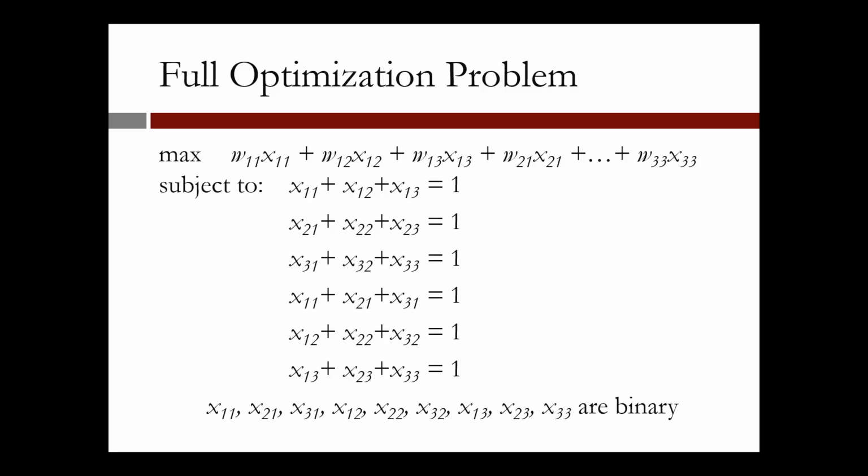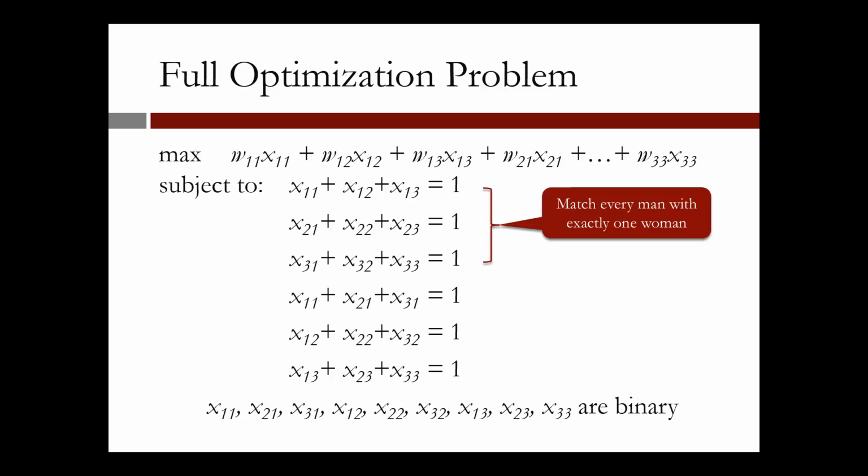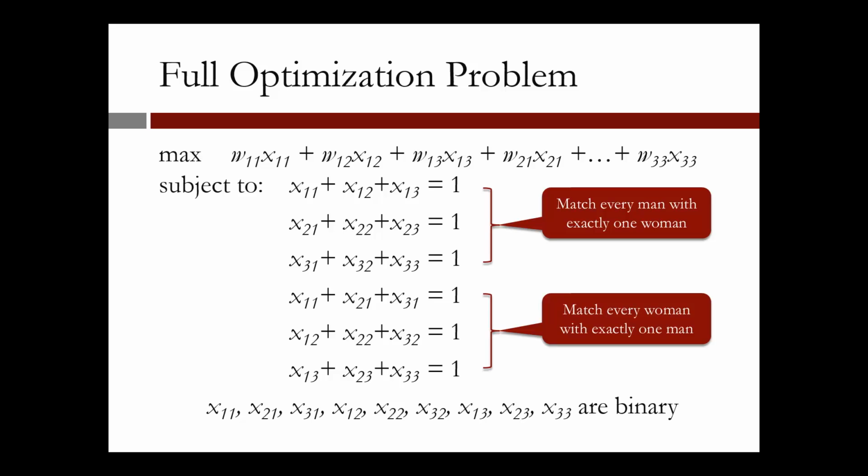The full optimization problem is indicated next. First, we have the objective function we indicated earlier. Next, we have the set of constraints that indicate that every man should match with exactly one woman. Next, we have the constraints that every woman should match with one man, and finally, that the variables are binary.